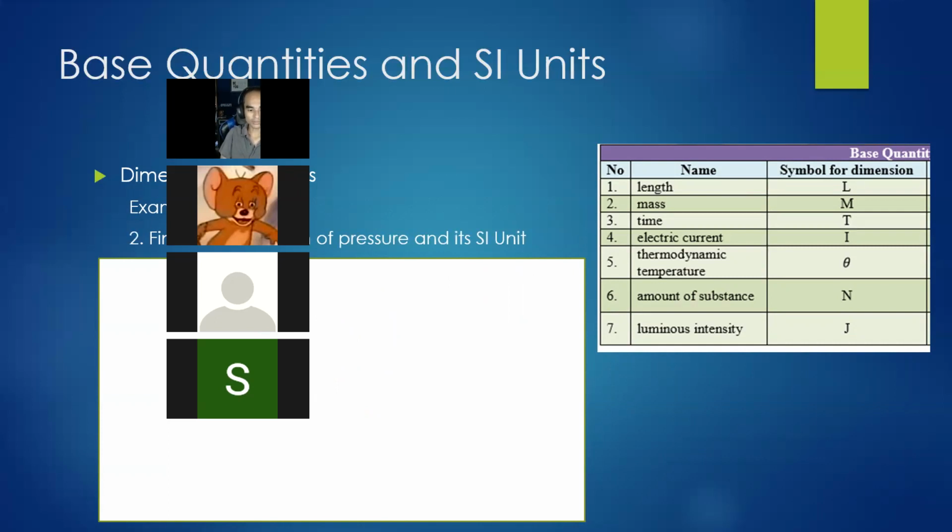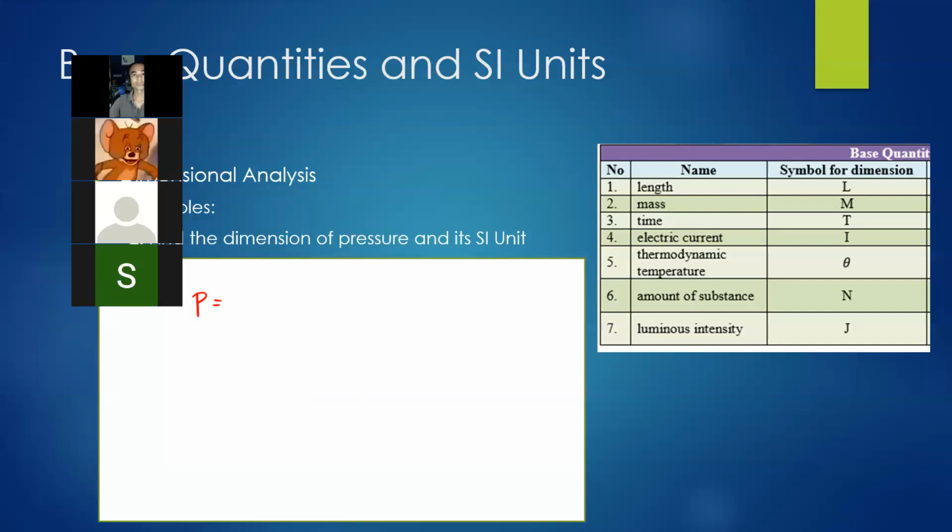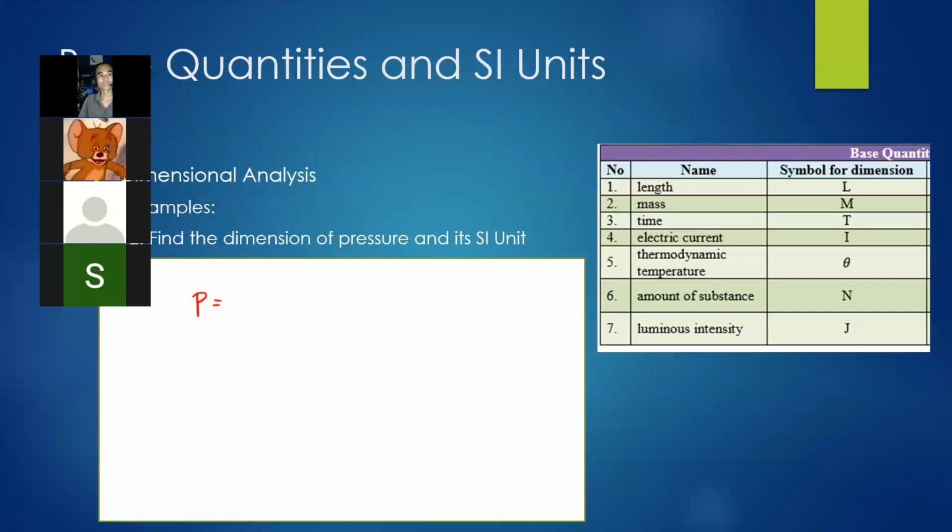So pressure equals to... everyone. Force over area. 1, 2, 3, 4, 5, 6, 7, 8. Somebody left. Who's left? 1, 2. Left the class. No. Come back. Come back. Just come back.